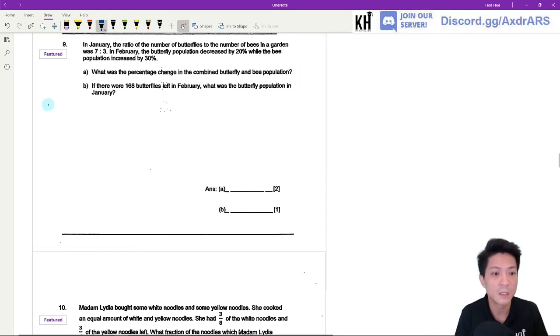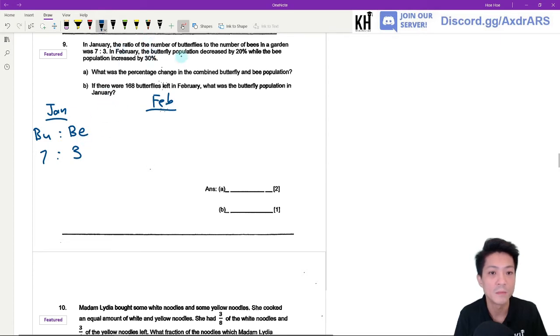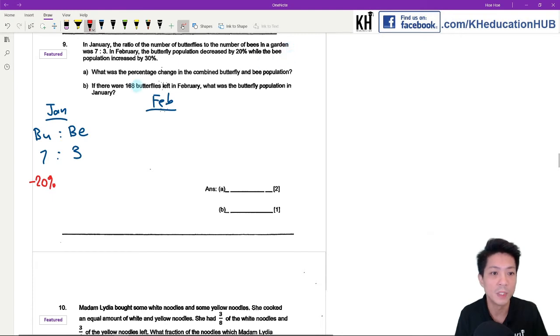Okay, let's write down the ratio for January. Butterfly is to bee, 7:3. So in February, the butterfly population decreased by 20%, which means butterfly minus 20%, while the bee population increased by 30%.